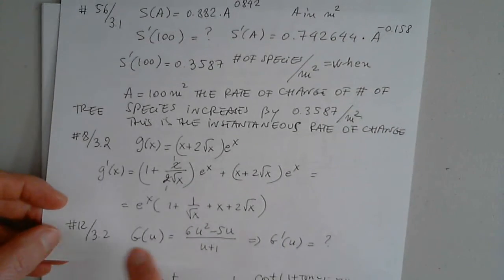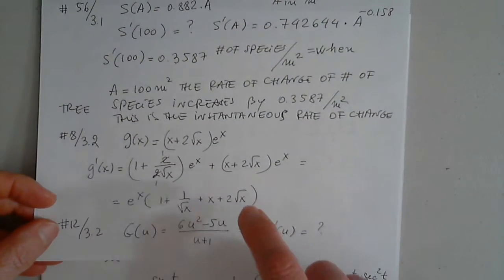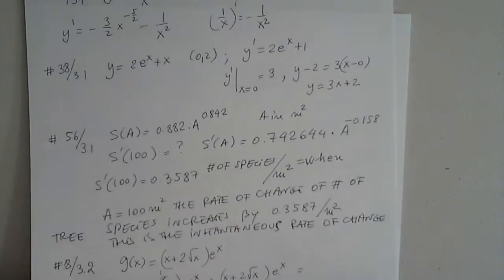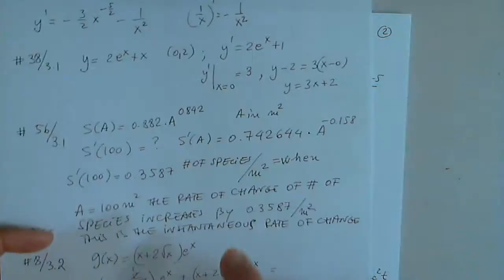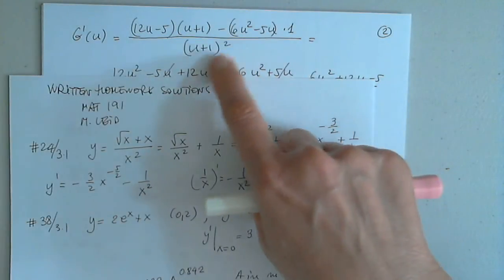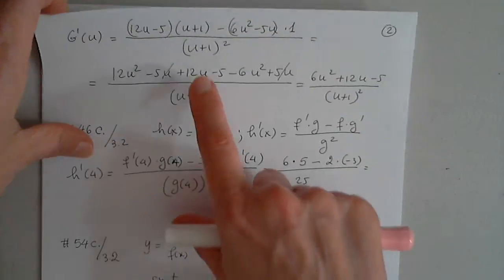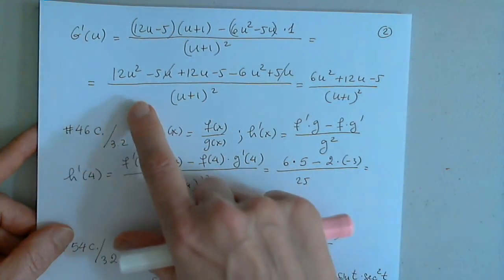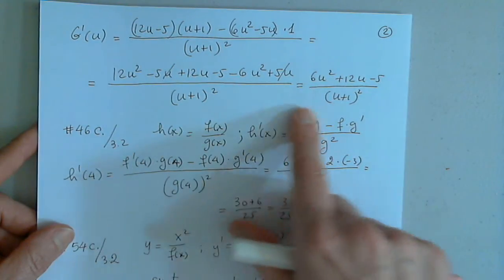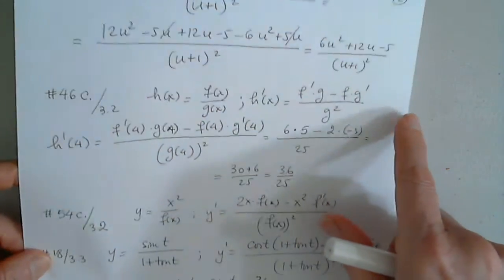Everything else is there. I differentiate a ratio. I have to use the quotient rule. The top function prime, which is 12u minus 5, times the denominator minus the top function times the denominator prime, which is 1, divided by the denominator squared, of course. So next, I will distribute, combine like terms, and get that.